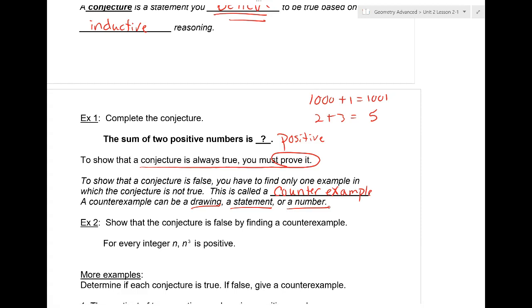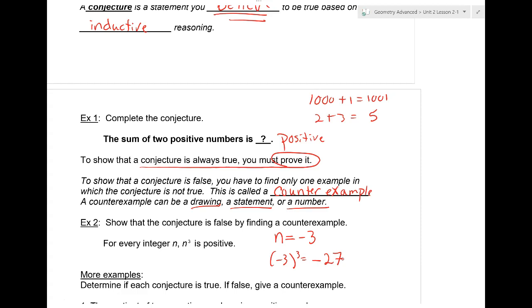How many examples do I need? One. All right, Peter, what's one? Negative. All right. Yeah, if I use n equal to negative 3, I can destroy this one, right? Because I know that negative 3 cubed is going to be a negative, isn't that going to be negative 27? But the whole point was, I found an integer.